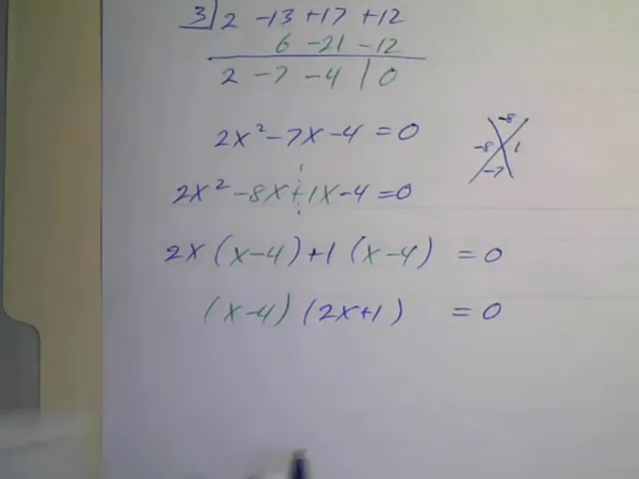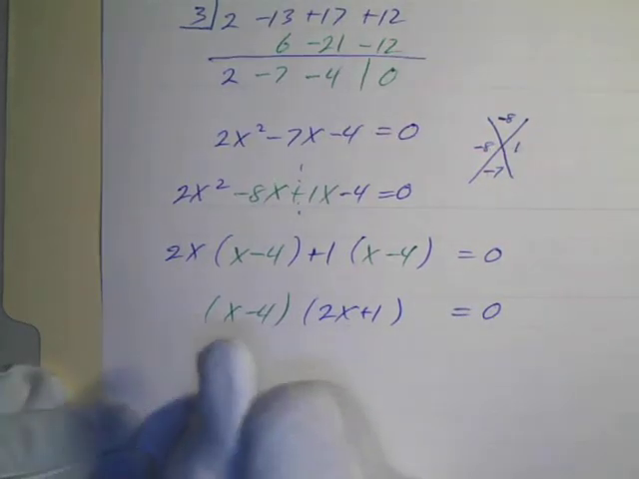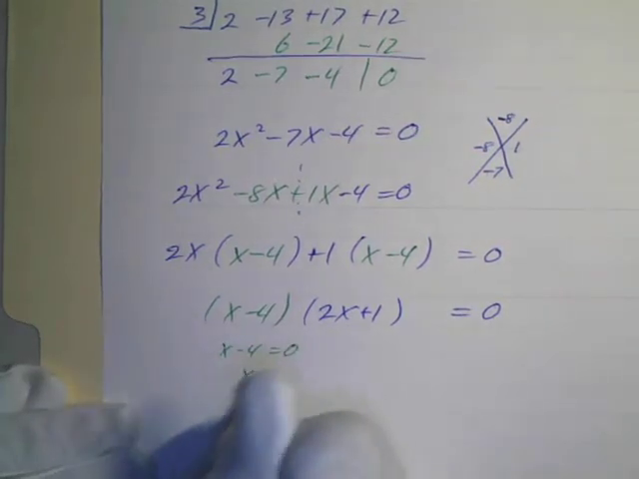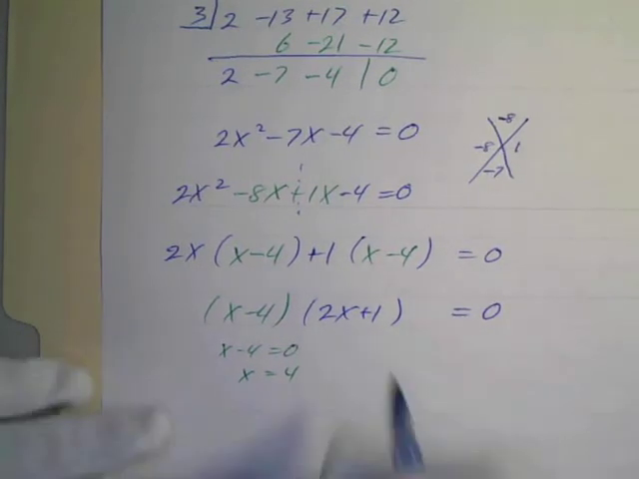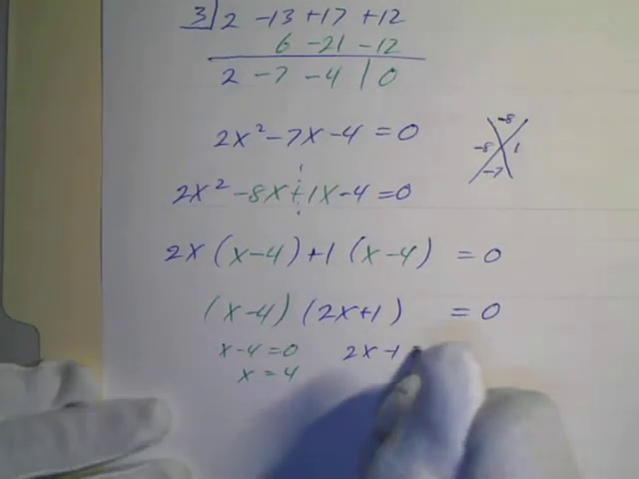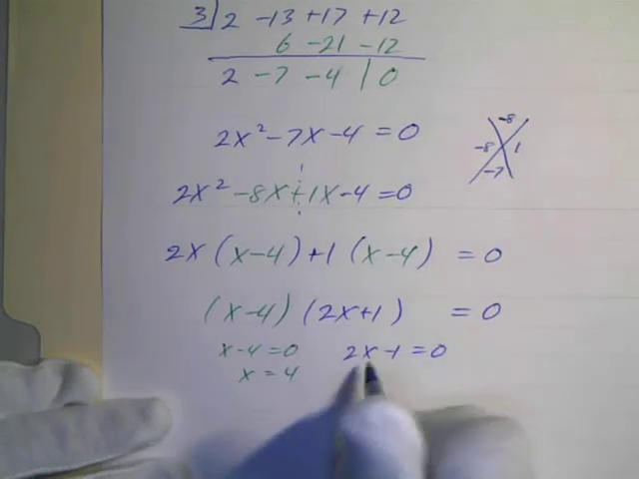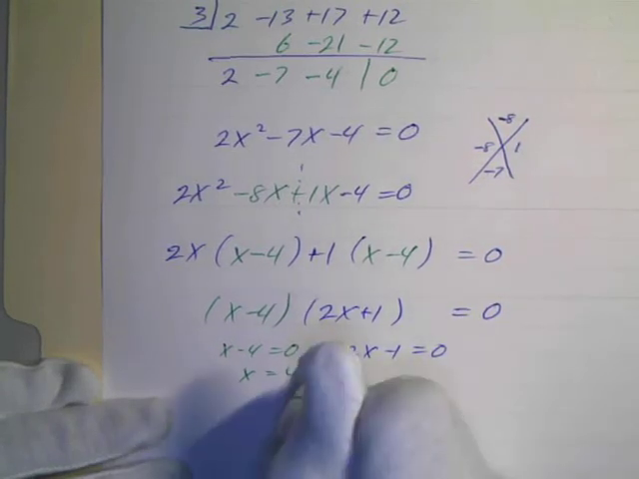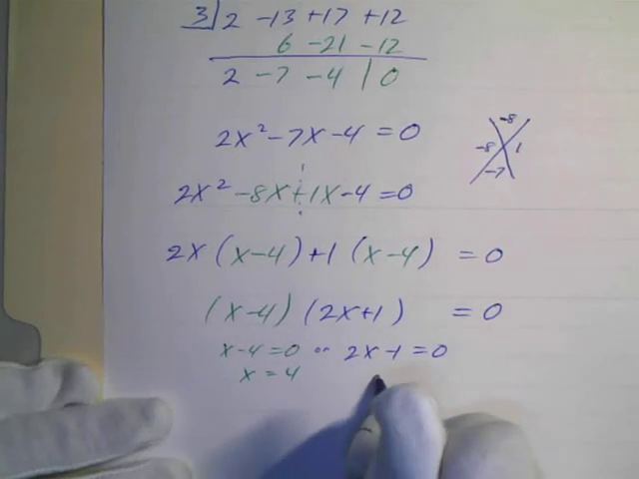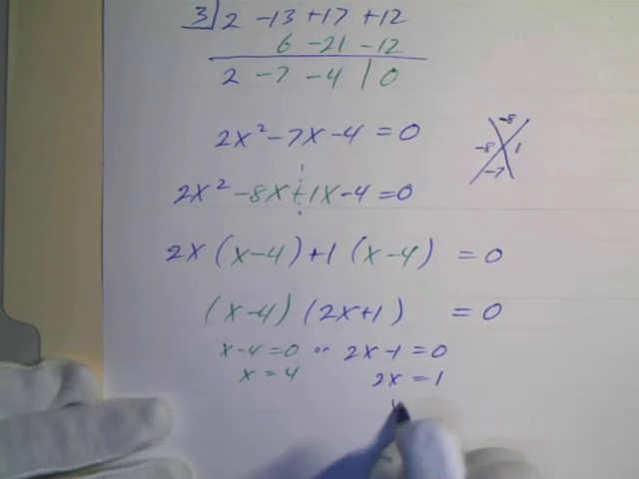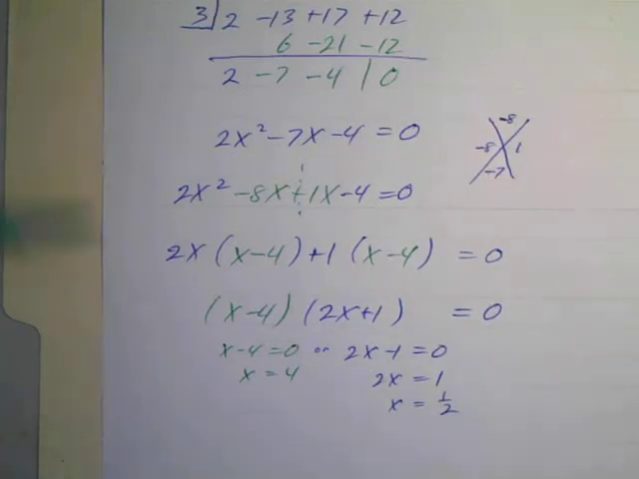So we set each of these equal to 0. If x minus 4 equals 0, x equals positive 4. If 2x plus 1 equals 0. Remember, if two things multiply to give 0, one or the other or both must be 0. So we can say 2x plus 1 equals 0. We can use an or there. And then I can subtract 1, so 2x equals -1. X equals -1/2. So those are the two roots.